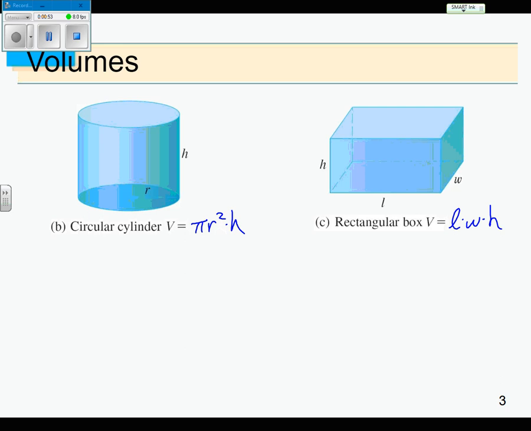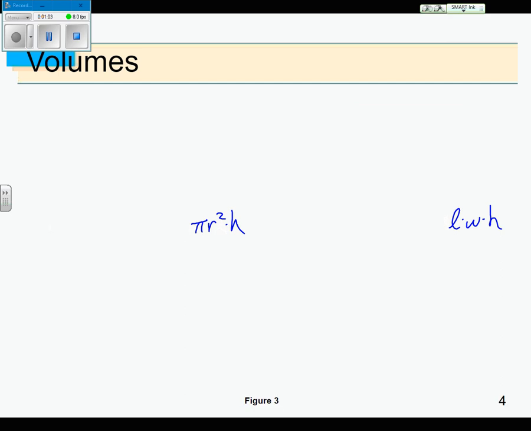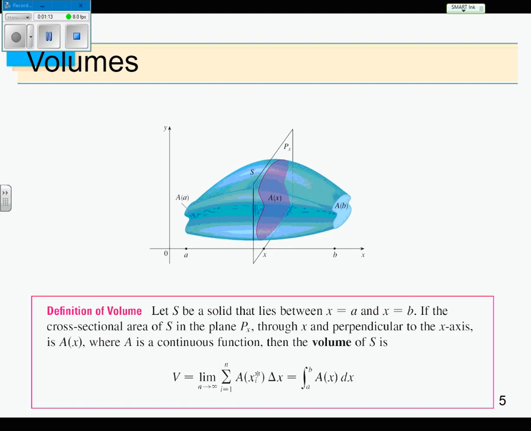But not everything we find the volume of fits into this category where it's a nice geometric figure, right? I think I am going to skip this slide and go straight to this one. So what if we have something, every time I see this, I think of like a fish or a slice of bread or something. But I always think of it as bread. What if I have this loaf of bread right here?